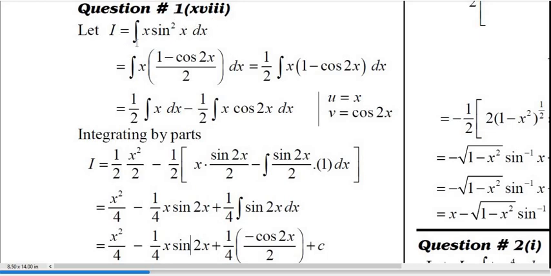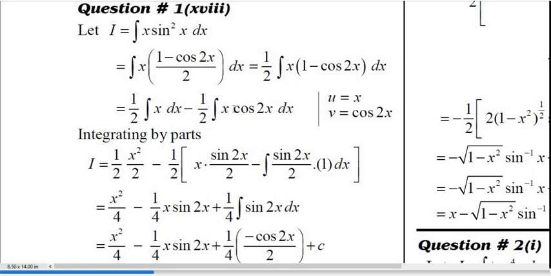Question number 1, part number 18, which is let I equal integration x sine square x dx. In place of sine square x we put 1 minus cos 2x divided by 2. This 2 is constant, so we shift it outside the integral: 1 by 2 integration of x into 1 minus cos 2x dx. Okay, multiplying this x and dx and taking integral on each term, 1 by 2 integration of x dx minus 1 by 2 integration of x cos 2x dx.